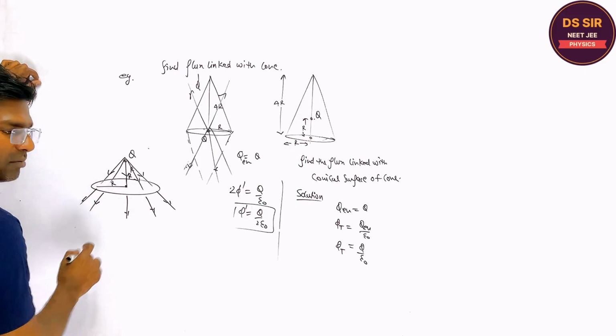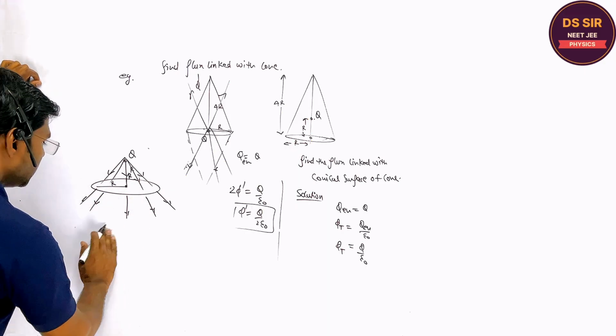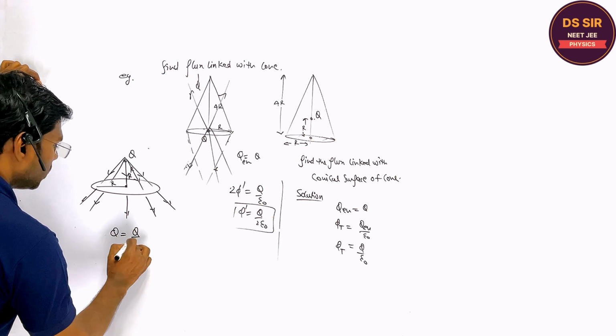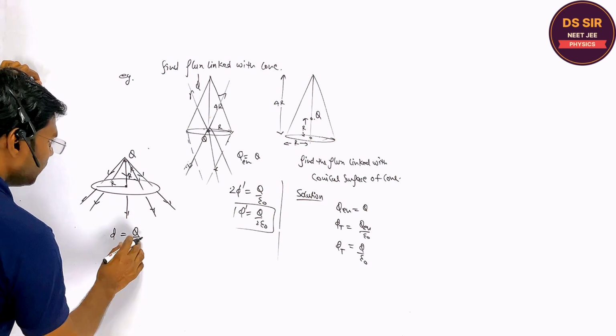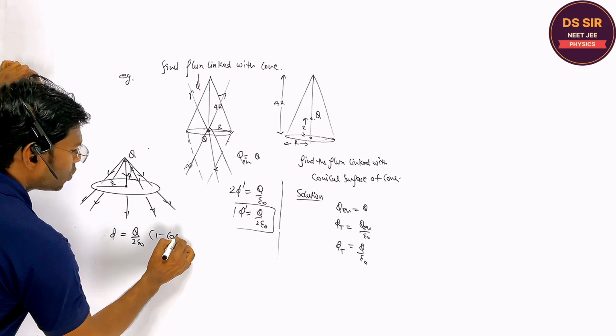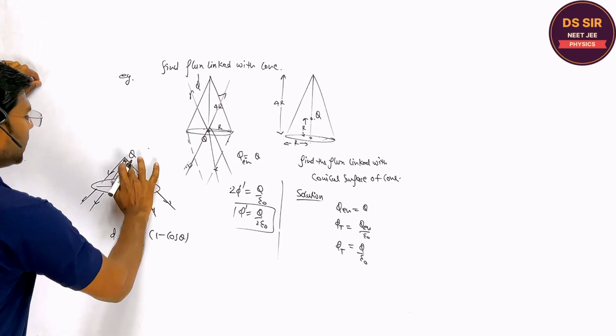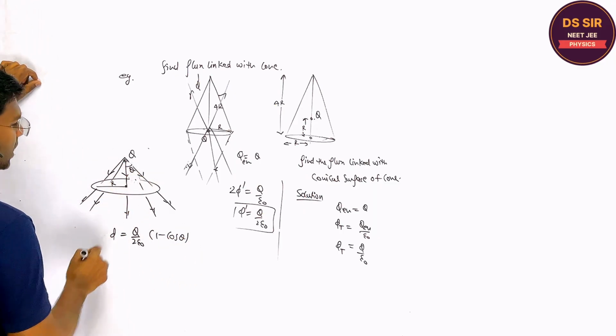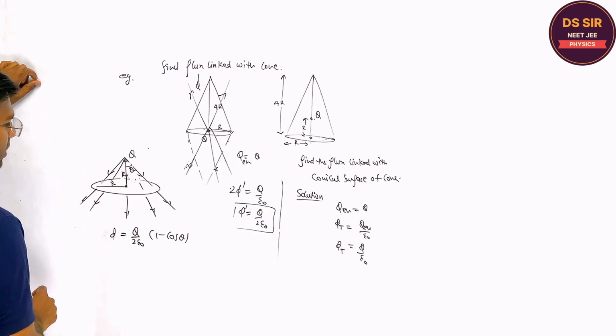What is the formula? The flux linked with the disk is q upon 2 epsilon naught, 1 minus cos theta, if you remember, right? And this is the theta. Is it clear or not? You tell. This is the theta.